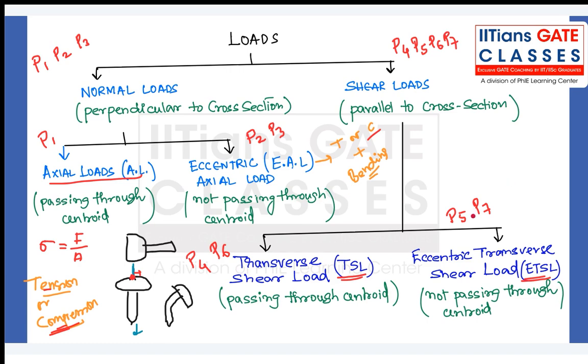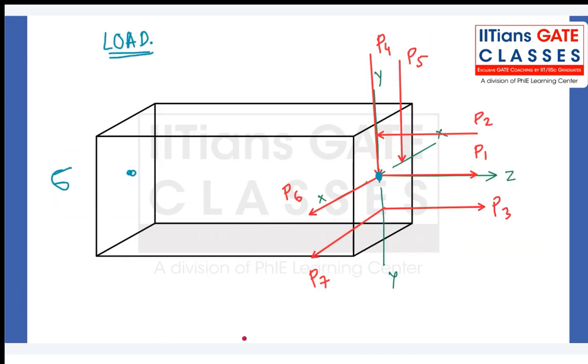The concept that I'm trying to deliver is that though all these loads P1, P2, P3, P4, P5, P6, P7, right? Though their magnitude might be the same, every force is going to produce a different stress in the material. We'll have to understand each and everything, right?